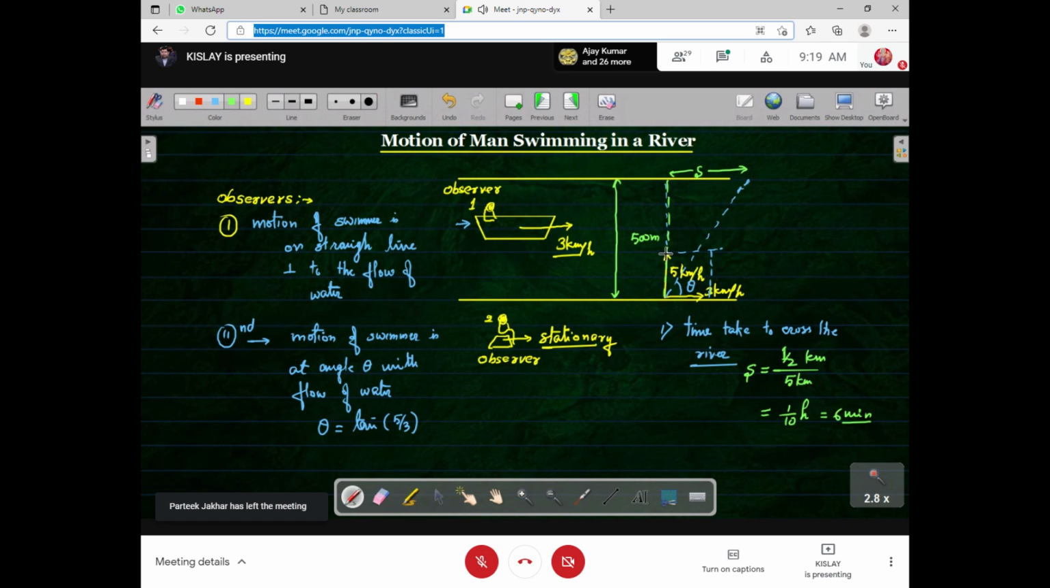in this direction, person is keeping himself always perpendicular of velocity. Your voice is lagging. So velocity in this direction is 5 km per hour.